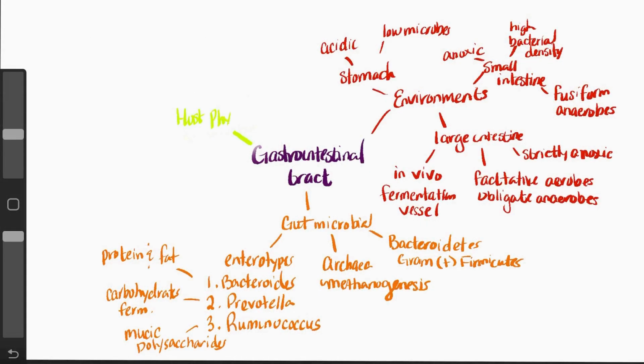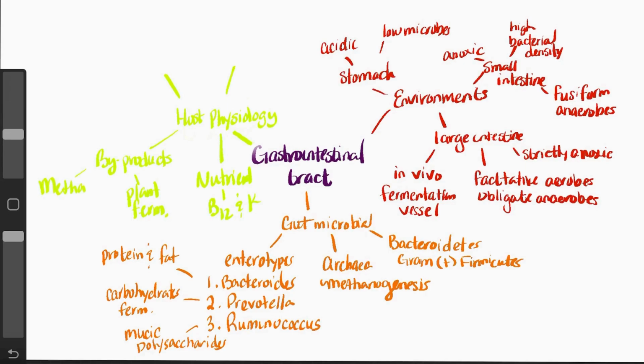On to our last branch. Our third one is host physiology. We have one, two, three, four stemming from it. The first one is nutrient synthesis. We have vitamins B12 and K. Our second one, we have the metabolic byproducts. Stemming from that, we have plant fermentation and the byproducts, methane, carbon dioxide, and hydrogen.